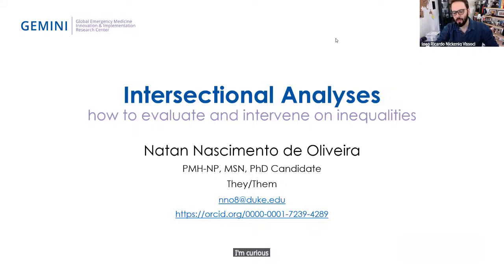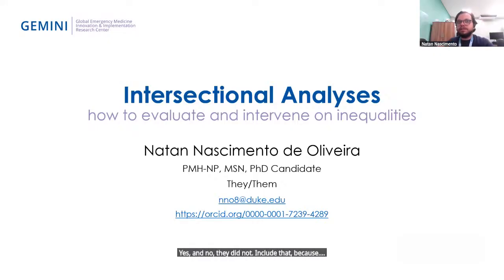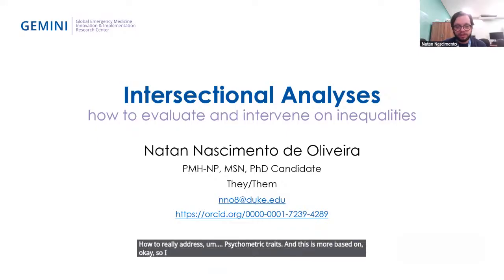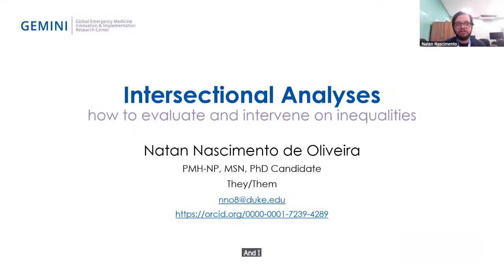I'm curious that the latent class piece was not included. What is your thought? Do they discuss that in the quantitative paper? Yes and no, they did not include that because latent class is another way that we can do intersection analysis, but it's more based on how to address psychometric traits. It's more like, I have this data set and I cannot do multiple ways to measure things. How can I do this without having to account for every single psychometric value? So it's more related to how can I use what I have instead of trying to create new things.